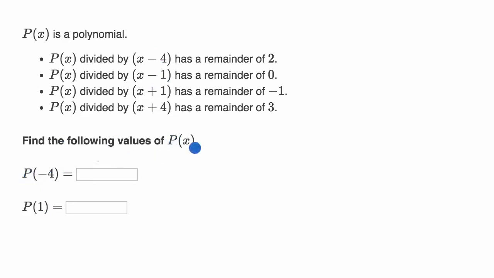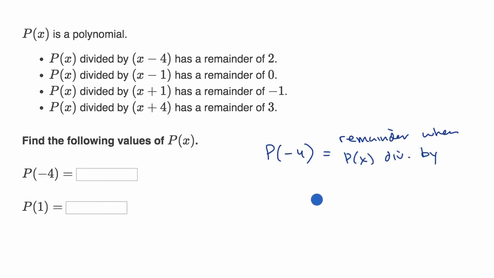All right. So p of negative 4, this is going to be equal to the remainder when p of x is divided by what? You might be tempted to say x minus 4, but they're trying to trick you intentionally. This would be the remainder when p of x is divided by x plus 4. And so they tell us right over here, p of x divided by x plus 4 has a remainder of 3. So it's going to be 3 right over there.